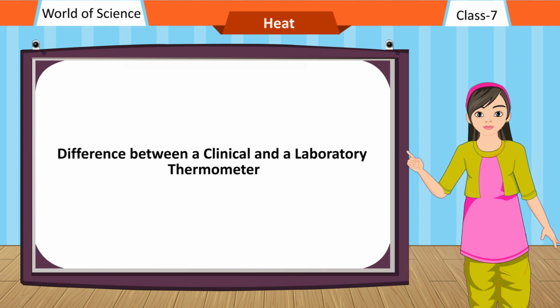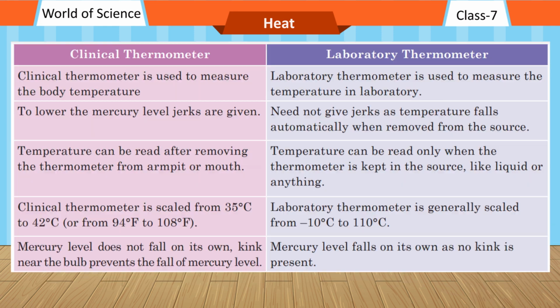Difference between a clinical and a laboratory thermometer. Clinical thermometer: it is used to measure the body temperature. Laboratory thermometer: it is used to measure the temperature in the laboratory. In a clinical thermometer, to lower the mercury level, jerks are given. In a laboratory thermometer, we need not give jerks, as the temperature falls automatically when removed from the source. In a clinical thermometer, the temperature can be read after removing the thermometer from the armpit or mouth. In a laboratory thermometer, the temperature can be read only when the thermometer is kept in the source, like a liquid or anything.